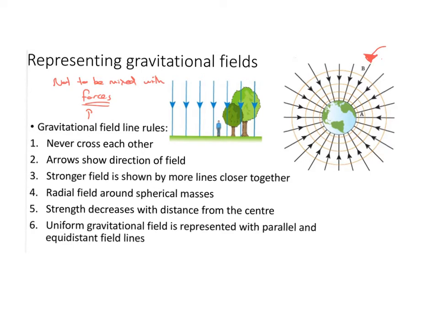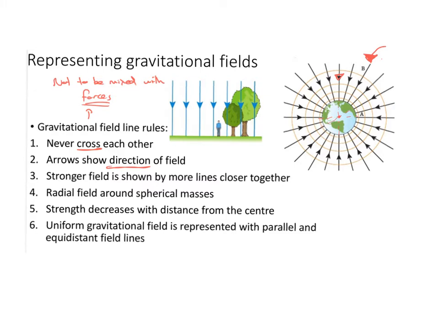So first things first, there are some rules to follow. They never cross each other. The arrows need to show the direction of the field. Now, because we're talking about gravitational field lines, they're always attractive. So they always point towards the center of the Earth. So if this is the center of the Earth, if I continue the lines, you can see they're all passing right through the center of the Earth.